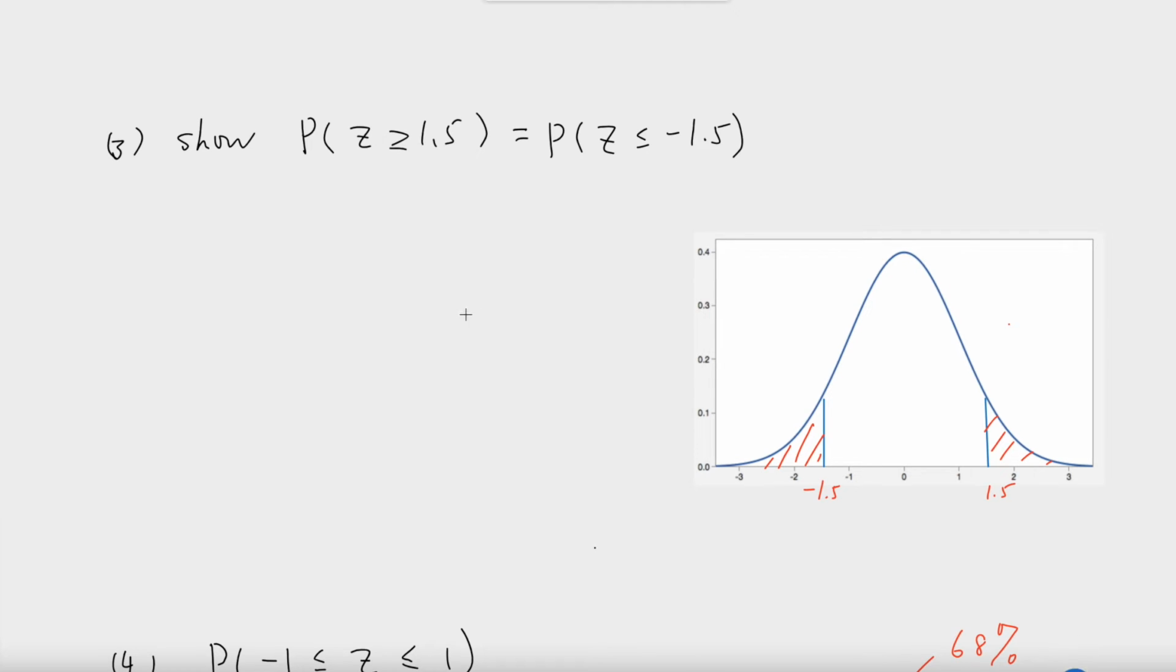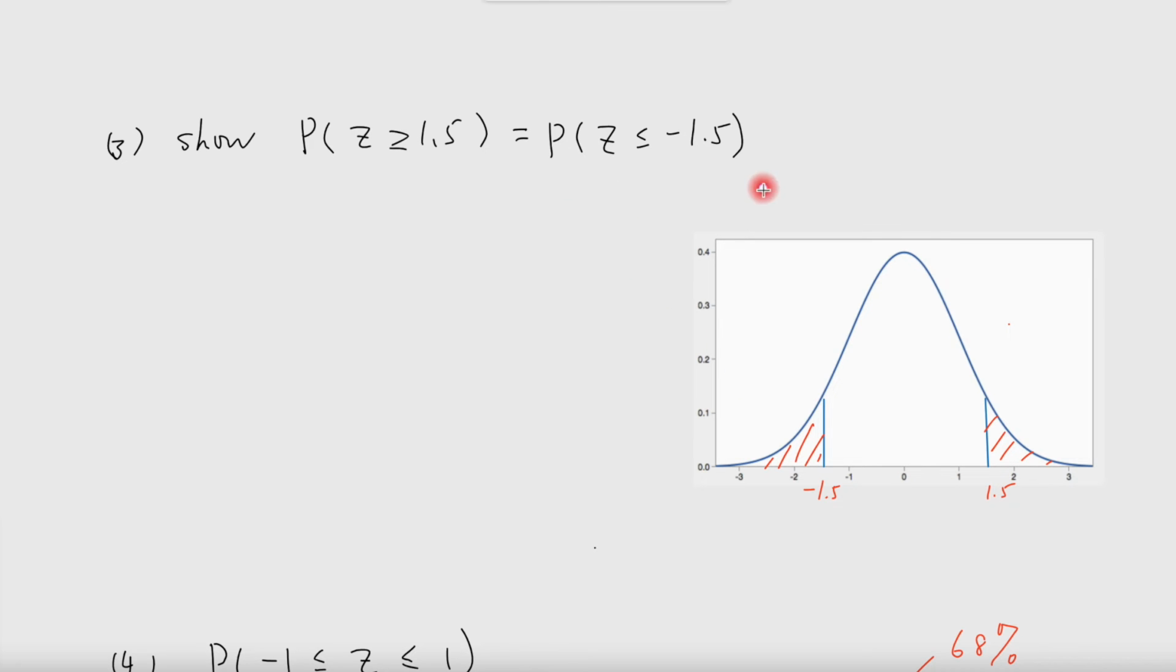Now let's look at the next example. In this example, we want to prove that the probability Z is greater than or equal to 1.5 is equal to the probability Z is less than or equal to negative 1.5. This is actually pretty obvious because the density function of Z is symmetric about 0. You can see from here it is symmetric around 0. The probability Z is greater than 1.5 is the area under this curve on the right-hand side of 1.5, or this area here.